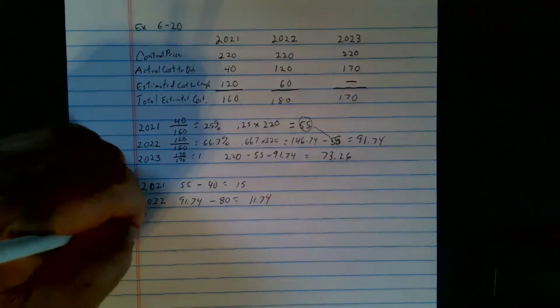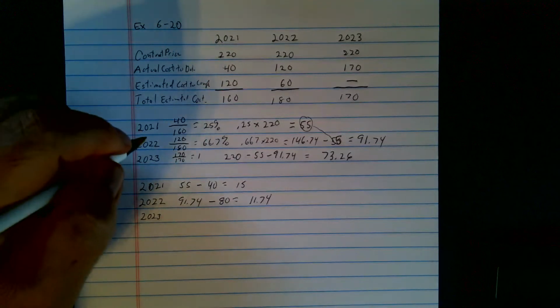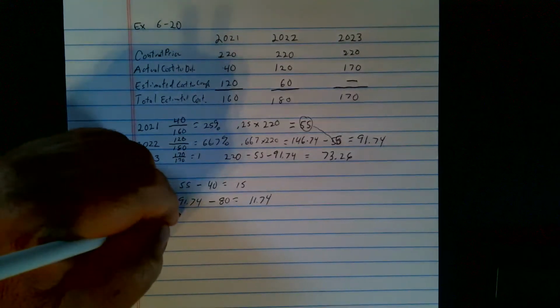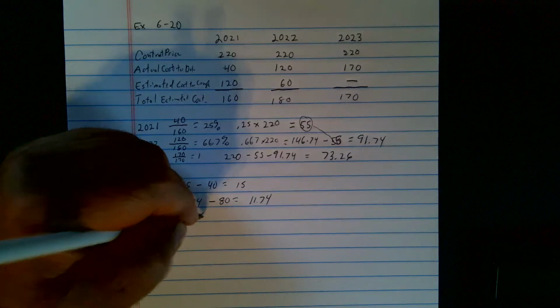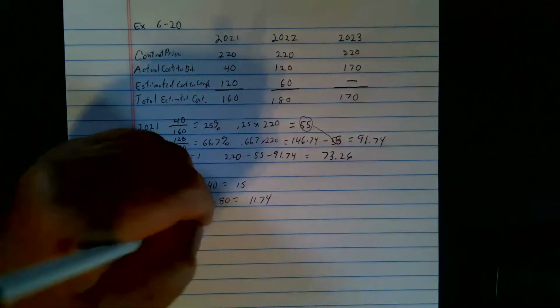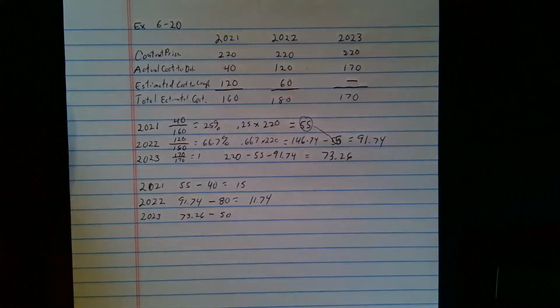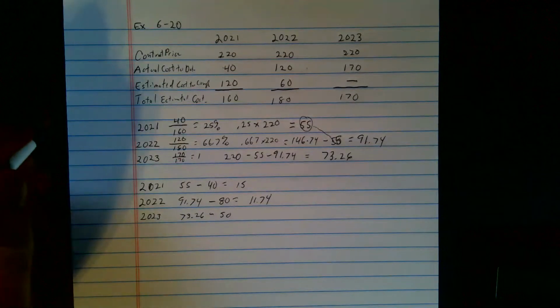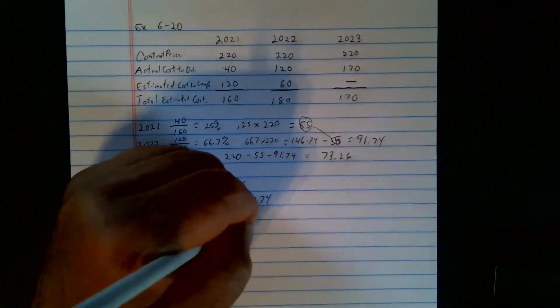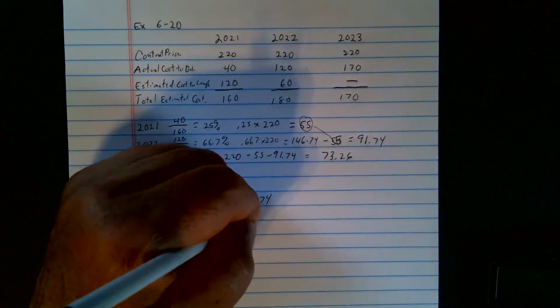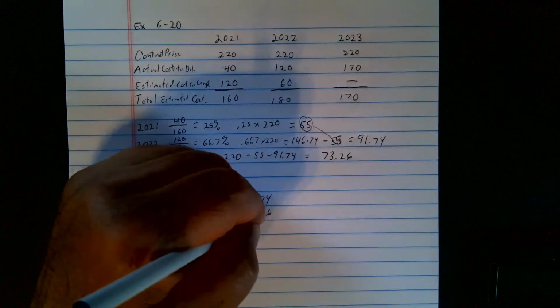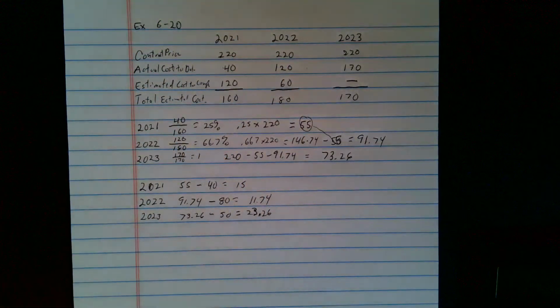And that's going to equal 11.74. And then in 2023, we're going to have the 73.26 minus the 50, the difference between those years, or it's actually in the narrative up there. And so that's going to be $23.26. Okay, so that's the gross profit that we recognize each year.